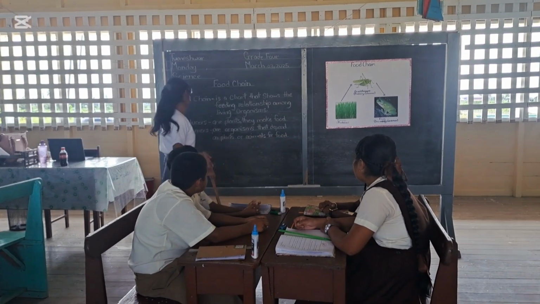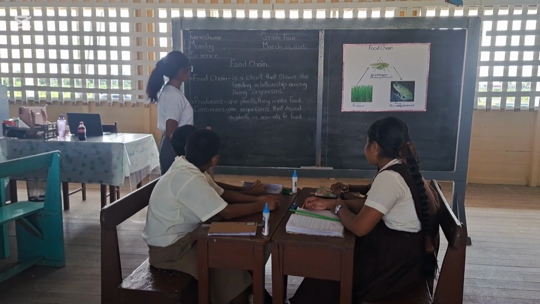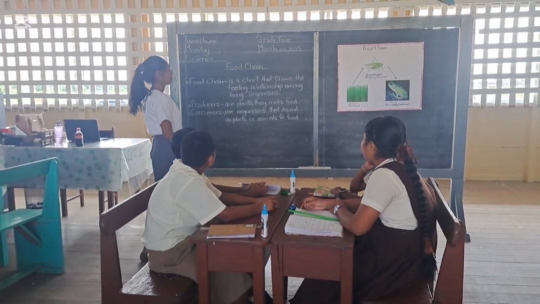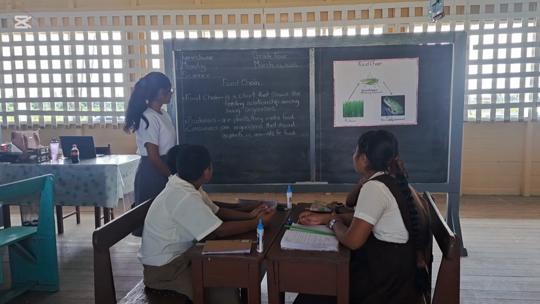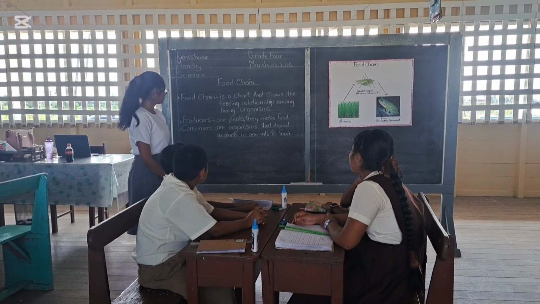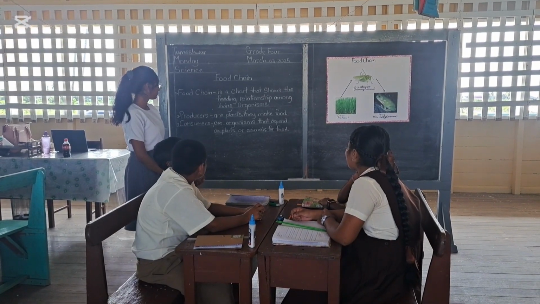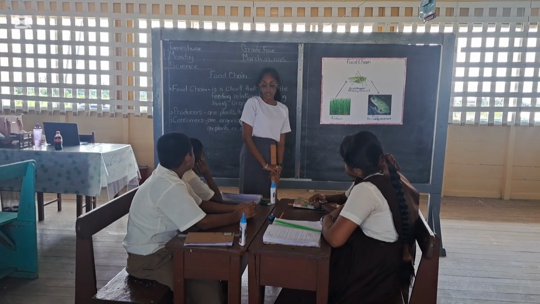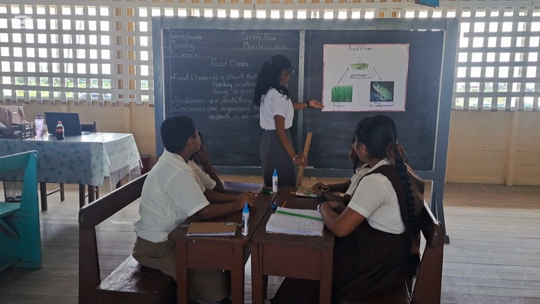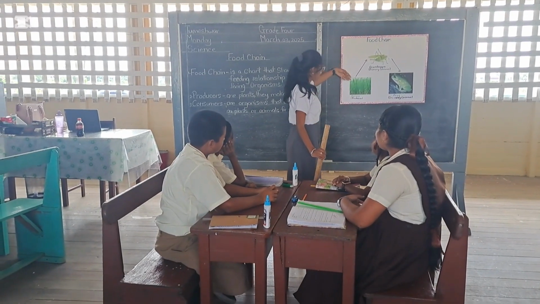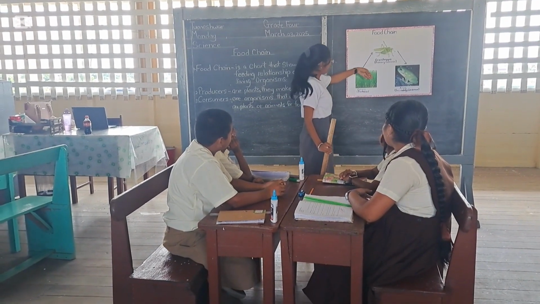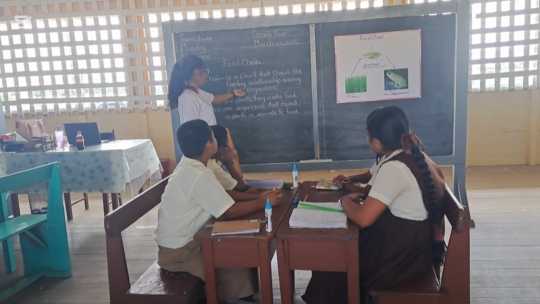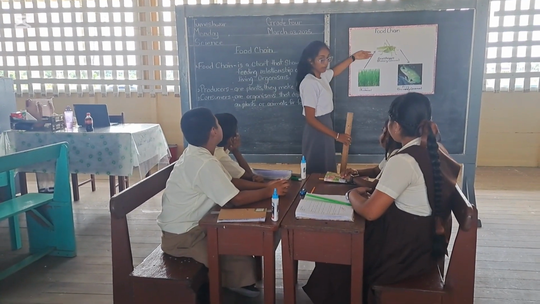So over here we have some definitions. So any volunteer to read the first definition? Yes, Miss. Go ahead. Food chain is a chart that shows the feeding relationship among living organisms. Okay, so I think that gives a clear understanding of what we're talking about here. As you can see in the picture here, it's showing you the grasshopper eats the Grass, and then the frog eats the Grasshopper. So that is clearly showing you the relationship among them, right?